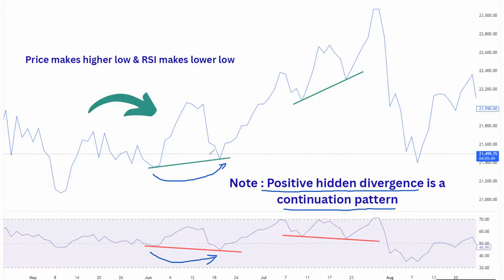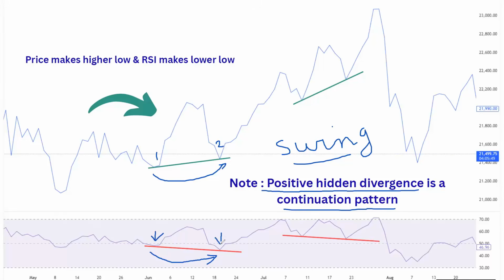Here we will talk not about reversal but about continuation. Generally it is extremely useful for swing traders or momentum traders. Keep this in mind. If you're a swing trader, this information is very, very important for you. So again, I'm repeating, price makes a higher low, RSI makes a lower low.